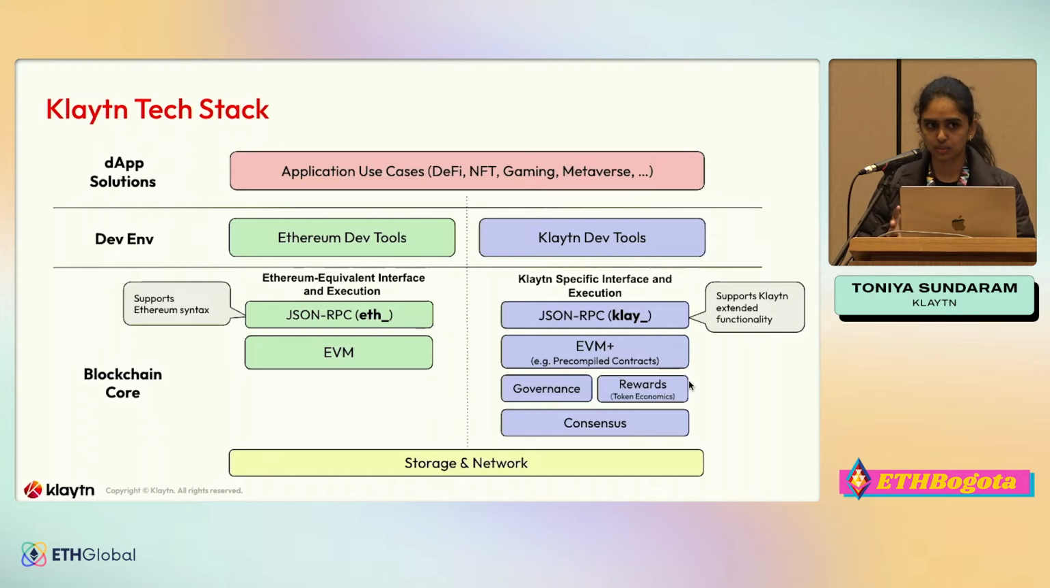And for using the Klaytn specific features like on-chain multisig or fee delegation or role-based access, you can use the Klay namespace, which is the interface for the Klaytn specific features. And for this, you have to use the Caver.js SDK, which is very similar to Web3.js. So we support multiple interfaces to communicate with the Klaytn network. And we have pre-compiled contracts for Klaytn network, and we have a governance model with different rewarding mechanism and tokenomics. And below that, we have the consensus layer and storage network.